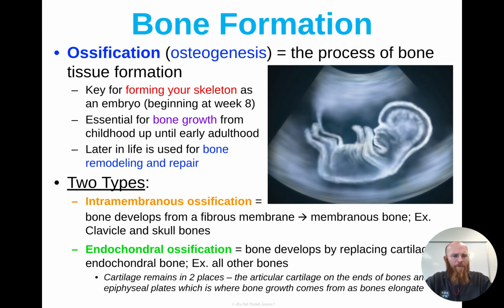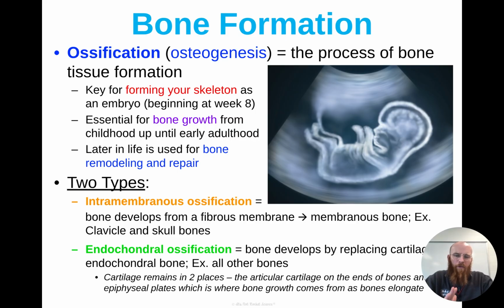You have 2 types of ossification. You've got intramembranous, which only applies to your clavicle and your skull. This is your collarbone and your skull bones. This is basically where you have new bone coming from fibrous membranes. Okay, it's not as common as the second type, which is endochondral. And this is basically where we start with cartilage and we replace that cartilage with bone. Okay, so this applies to all other bones that aren't your clavicle and your skull.